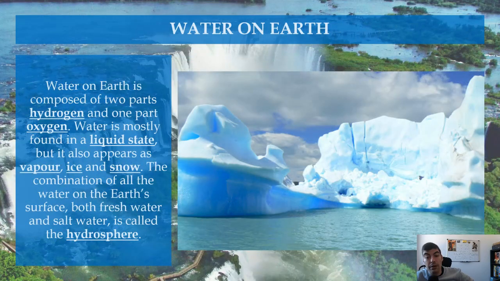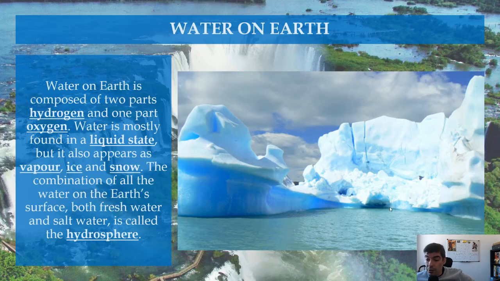Okay, here we are. So let's talk about water on Earth. As you know, water is composed of 2 parts hydrogen and 1 part oxygen, H2O. Water is mostly found in a liquid state, for example here in the sea, but it also appears as vapor, ice and snow. The combination of all the water on Earth in every state and both fresh and salt water is called the hydrosphere, la hidrosfera.